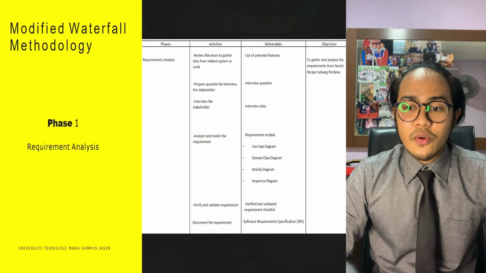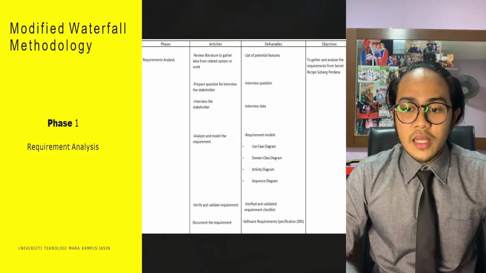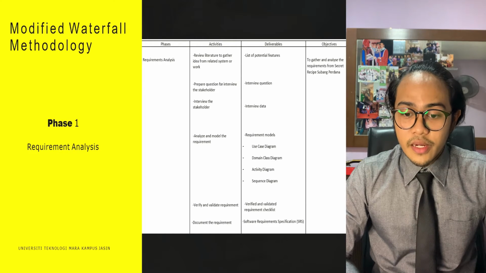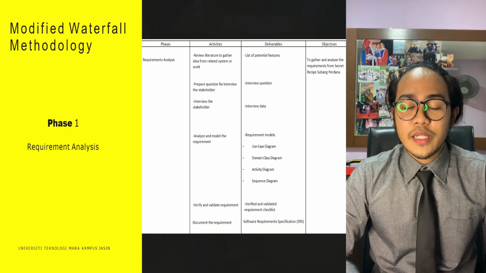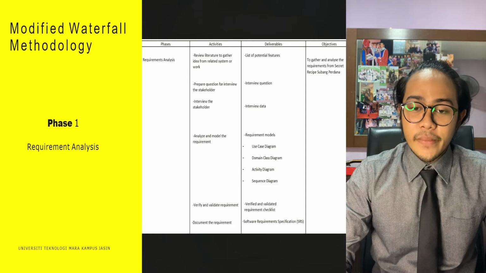Third, interview the stakeholder, and the deliverable is the interview data. Fourth is analyze and model the requirements, and the deliverable is the requirement models, which have the use case diagram, domain class diagram, activity diagram and sequence diagram. Fifth is verify and validate the requirements, and the deliverable is the verify and validate requirement checklist. And the last one is document the requirements, and the deliverable is the software requirement specification, SRS.